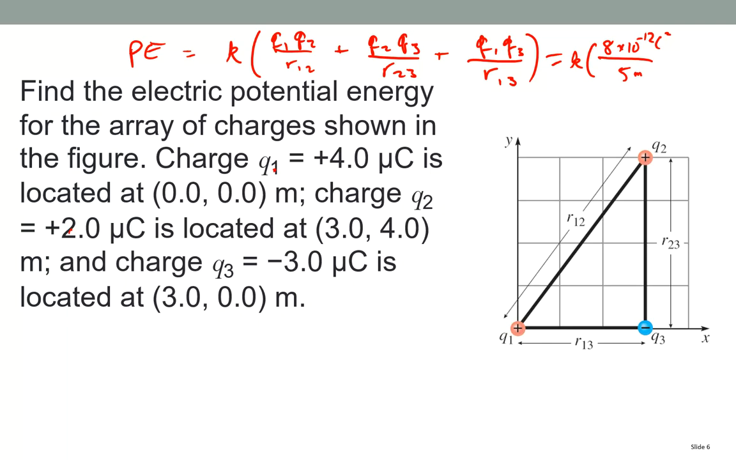And then for 2 and 3, 2 is 2, 3 is minus 3, so that's minus 6 times 10 to the minus 12 coulombs squared over, and between 2 and 3, that's 4 meters. And then finally, between 1 and 3, 4 times minus 3 is minus 12. What's happening is you have something times 10 to the minus 12, and then you just put it in the calculator to get your answer.